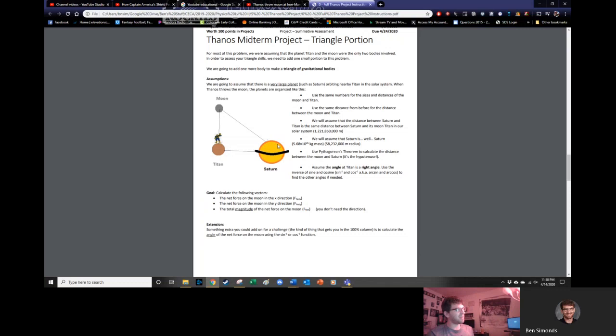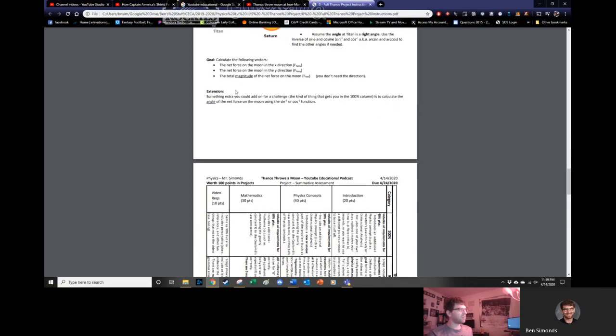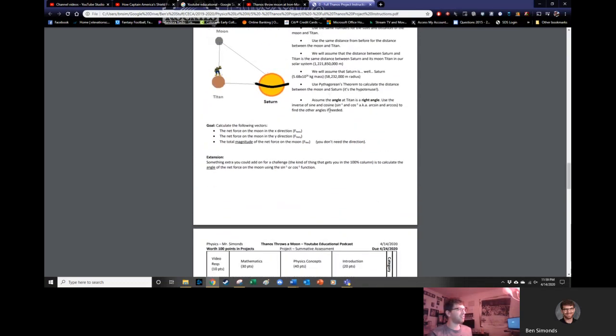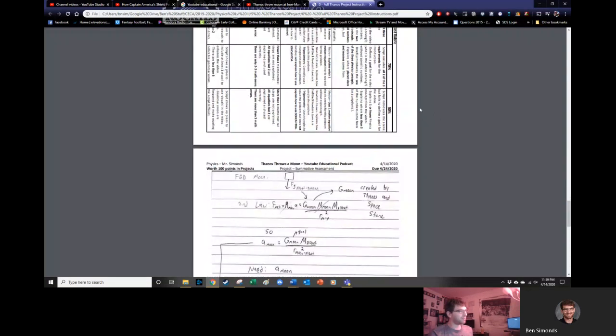Saturn is a huge planet, so Saturn's gravity actually matters too, and it forms a triangle here, and that's where we start to use some sine and cosine. So that is the triangle portion. You can see there's even a challenge, a little extension for those of us who like to challenge ourselves, and the rubric. And boy, is that a mess.